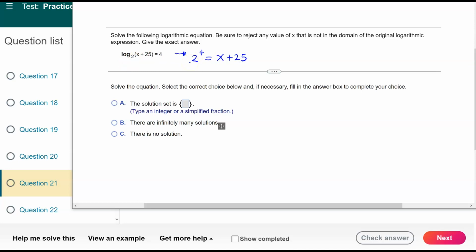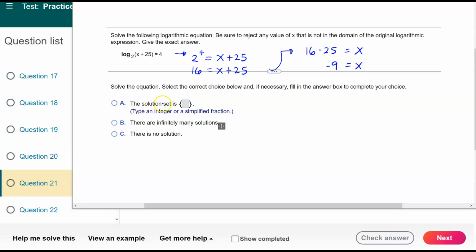So write it in exponential form. Then you solve for x. So what is 2 to the 4th? 2 to the 4th, you plug into your calculator, that's equal to 16. And then you have x plus 25. You solve for that equation. So you move 25 to this side of the equation. So you subtract both sides by 25. So that means 16 minus 25 is equal to x. So therefore, x is equal to -9.